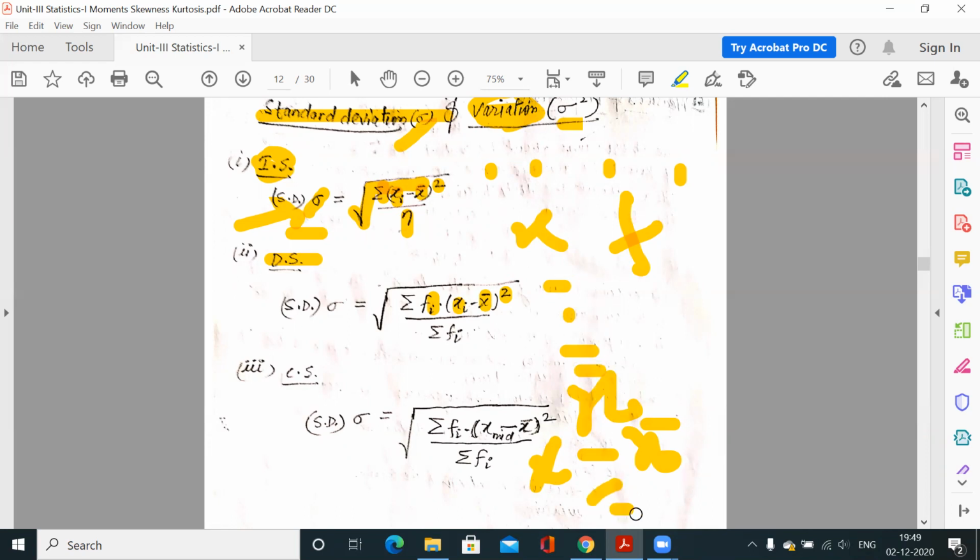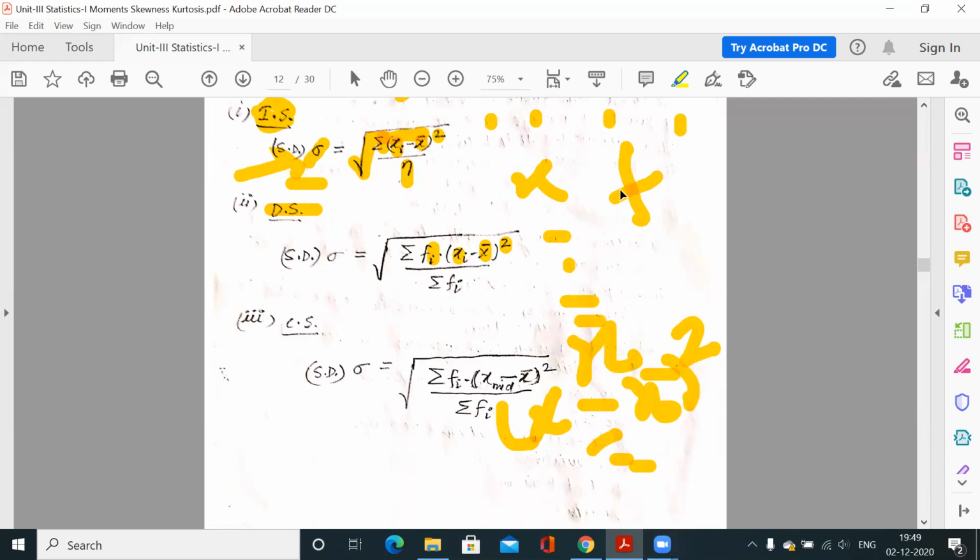This is one column. Now square these values and then multiply by the corresponding frequency, its corresponding frequency, its corresponding frequency. Multiply these values and the sum is your numerator, and divide by the sum of frequencies, that is the total number of observations. Summing up all the frequencies will give you the denominator. So calculate this fraction and take the square root, you will get the standard deviation.